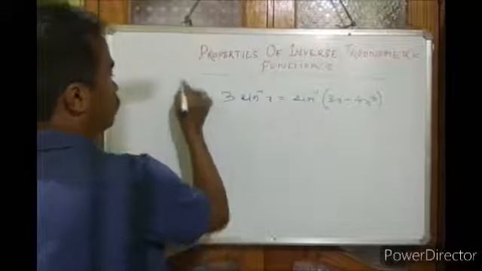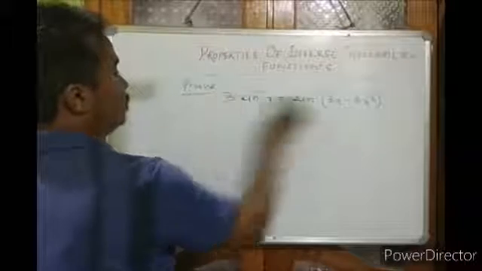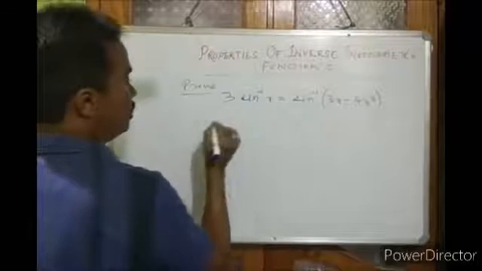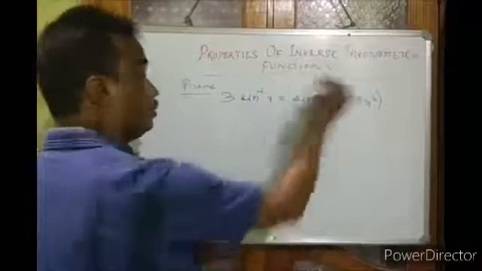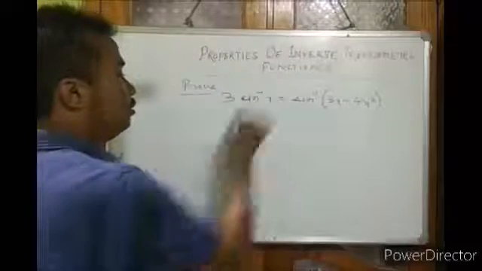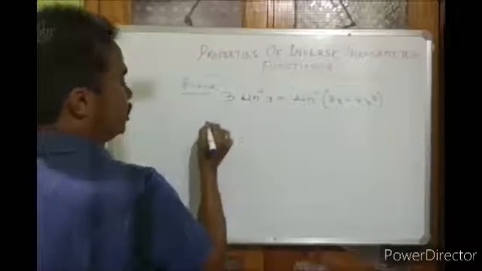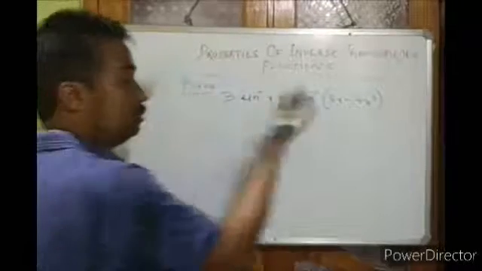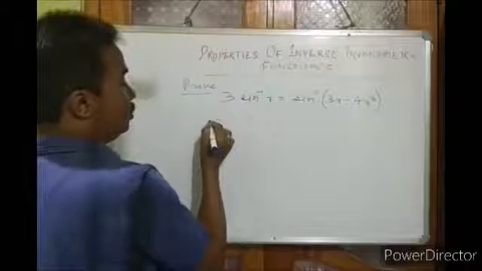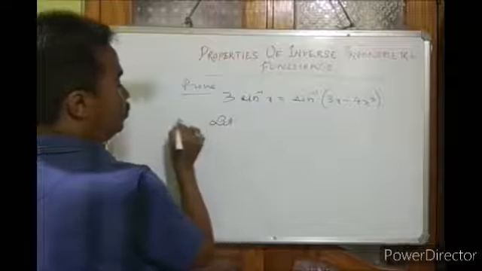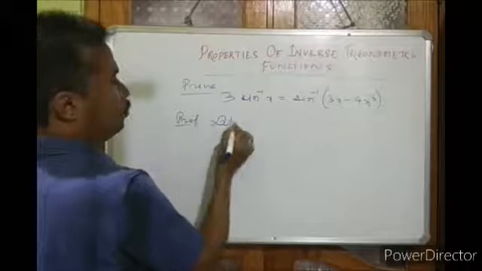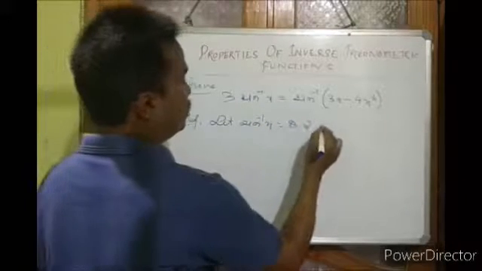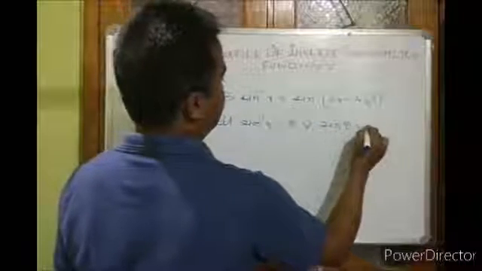So how to prove this one? The domain is immaterial here, so it will be given automatically in the question. In that domain only it will happen. So we start like this, the same way as earlier. Earlier we started with sine inverse x equal to theta. The proof is very easy. Let sine inverse x be equal to theta. So this implies sine theta is equal to x.